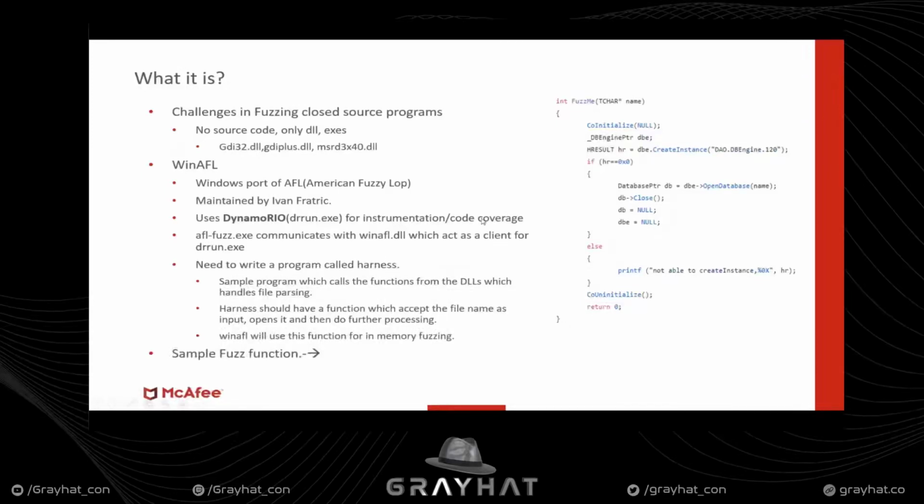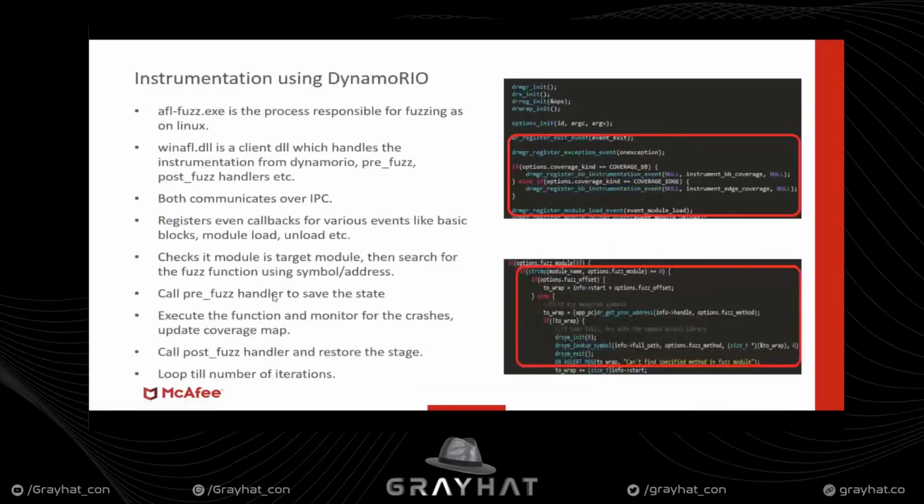Now let's move on and see how runtime instrumentation works on Windows. On Windows, afl-fuzz.exe is the process which is responsible for fuzzing. This is the same as on Linux. But in Windows, there is one more file called winafl.dll, and this is actually a client DLL which handles all the instrumentation from DynamoRIO, as well as it handles pre-fuzz and post-fuzz handlers.